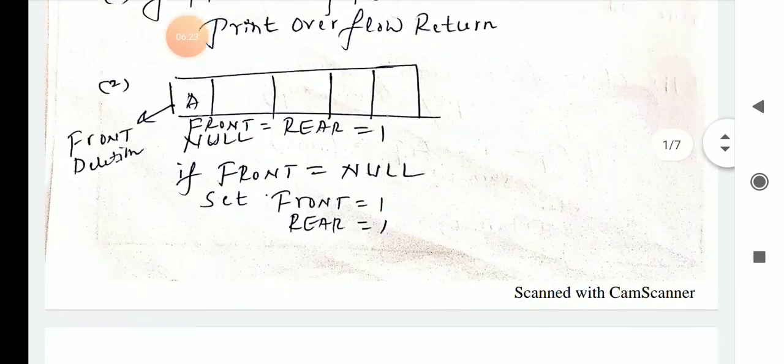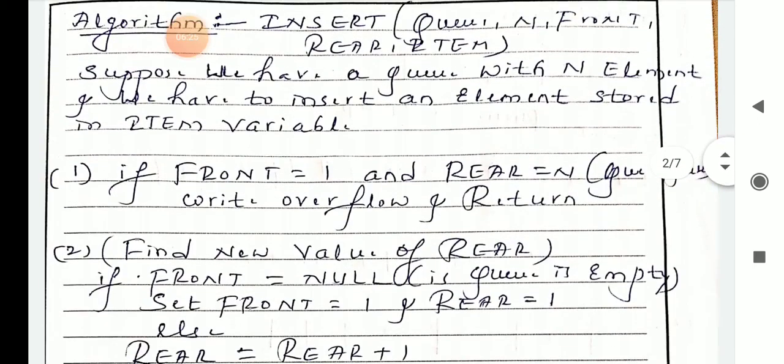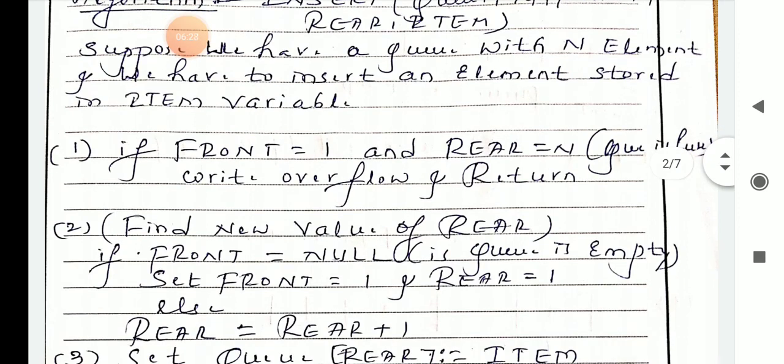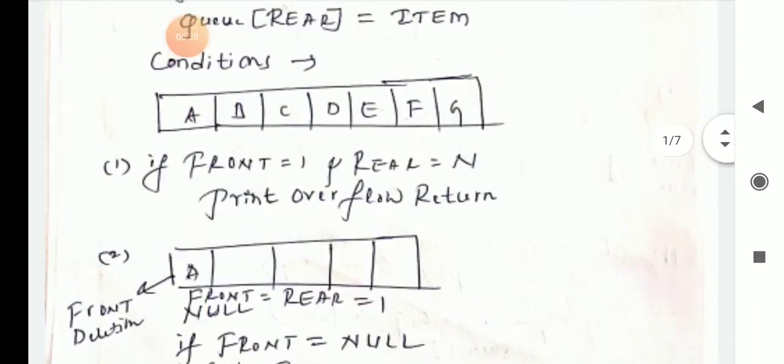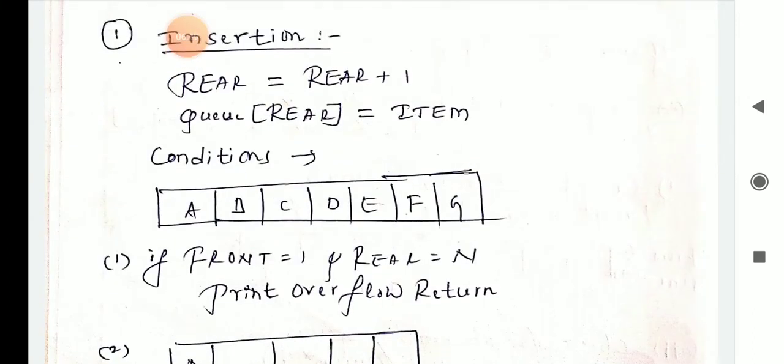So that's why in the first step you can write, if front is equal to 1 and rear is equal to n, the queue is full, then write overflow and return. You can observe the diagram, A, B, C, D, E, F, G. This queue will be totally full, so you print overflow and return. You cannot do anything here.